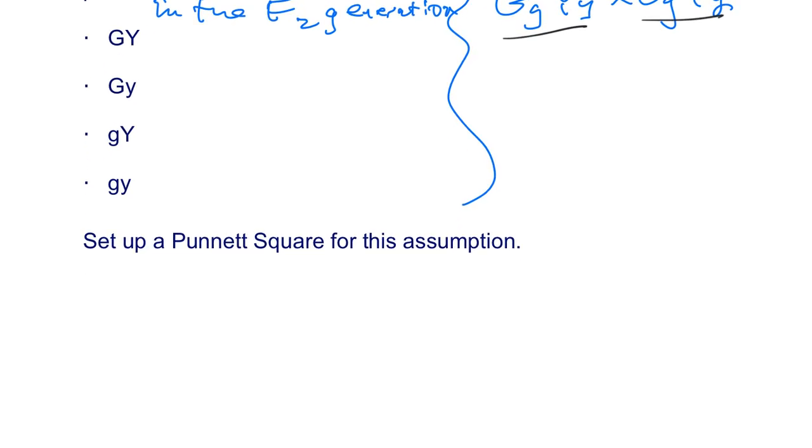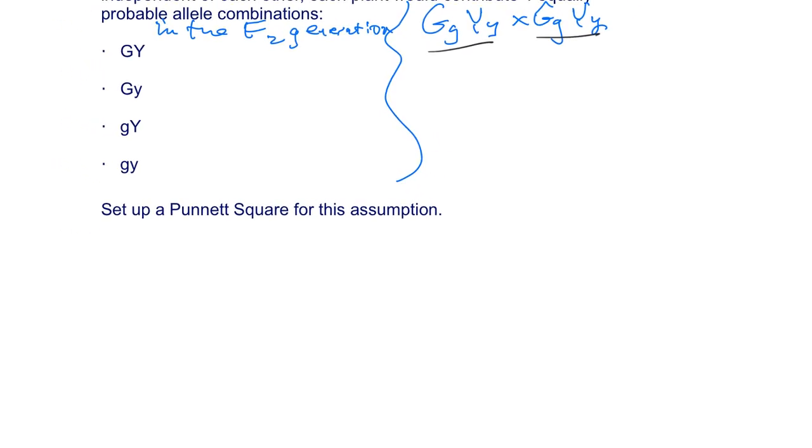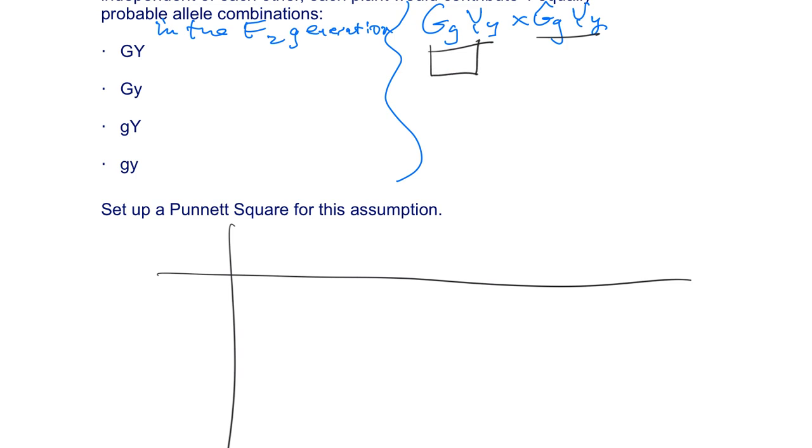Set up a Punnett square. They're both the same size, so we don't really have to. What we do on this, we'll do over here as well, because they're both the same genotype. So let's split this up, the FOIL method. First, outer, inner, and then last.